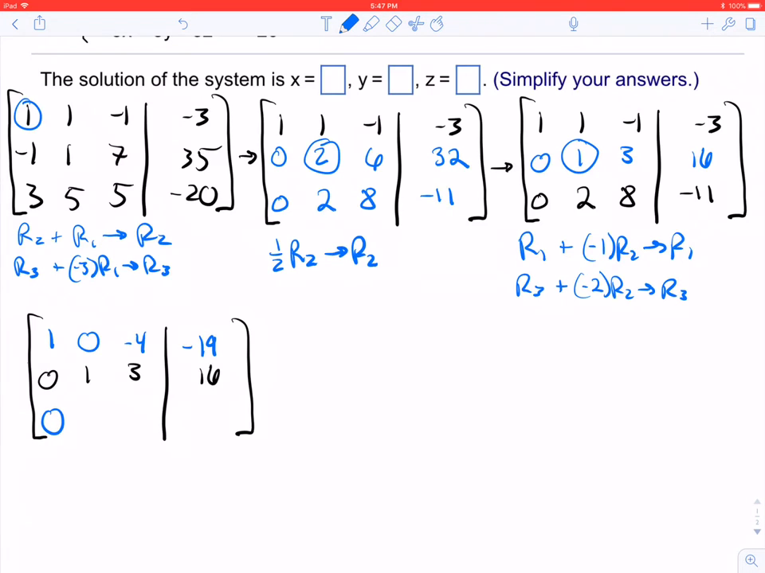Now row 3, I'm adding negative 2 times row 2. So that stays as 0. That goes to 0. Negative 6 plus 8 is 2. Negative 16 plus negative 32. Negative 32 plus a negative 11, negative 43.